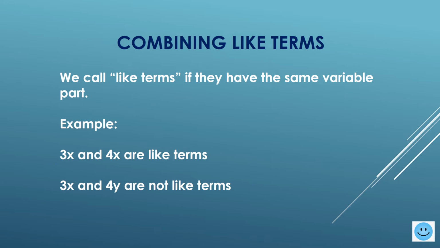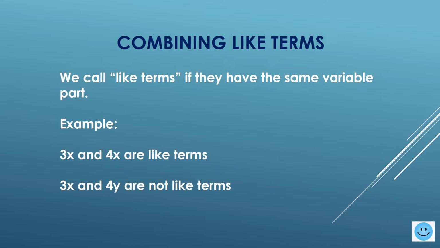Let us also review on combining like terms. We call like terms if they have the same variable part. For example, 3x and 4x are like terms, but 3x and 4y are not like terms.